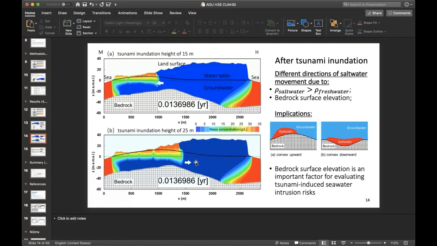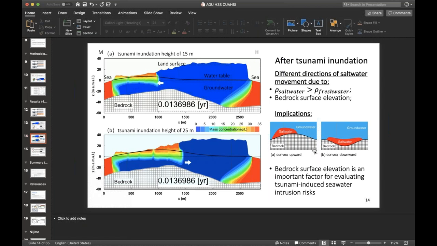So the implication here is the bedrock has an important effect on salt water movement, because the salt water has a higher density than fresh water, so it tends to move to the bottom and move along the decreasing slope of the bedrock surface. So currently in this scenario, we have a bedrock surface with a convex upward shape. However, if we have a bedrock surface in a convex downward shape, we can imagine that the salt water probably will stay in the local depression for a longer time.